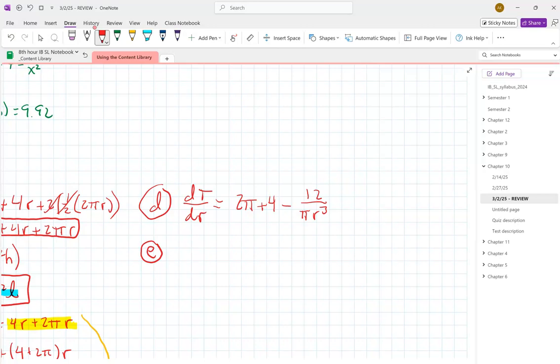So the easiest way to do this is you want to do two things. You want to show that dT/dr when r is 0.719 is equal to 0. And the second derivative when r is 0.719 is positive. That's the second derivative test that shows you that you have a max or a minimum.